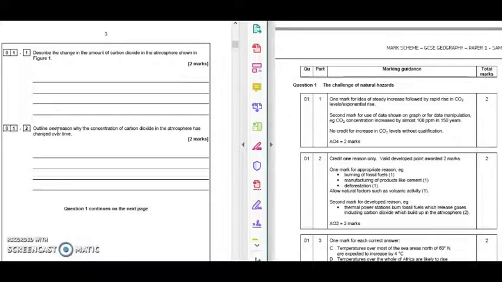You could have a very similar point about the factories or the power stations giving off greenhouse gases. Another point would be what we've got here, deforestation. So the cutting down of trees. Because what trees are, they're called carbon stores or carbon sinks. They store the carbon. So if there are fewer trees in the world, there are fewer places to store the carbon, so more of it will be in the atmosphere. Just looking at the mark scheme, it does say they allow natural factors as well, not just the human ones. So you can have things like there's lots more volcanoes erupting, giving off carbon dioxide.